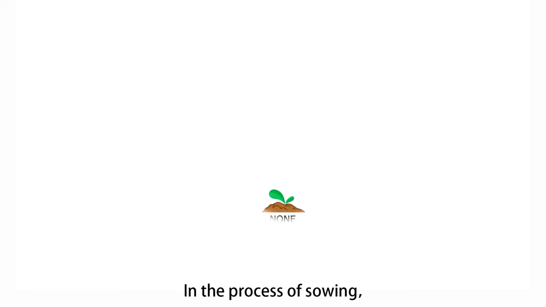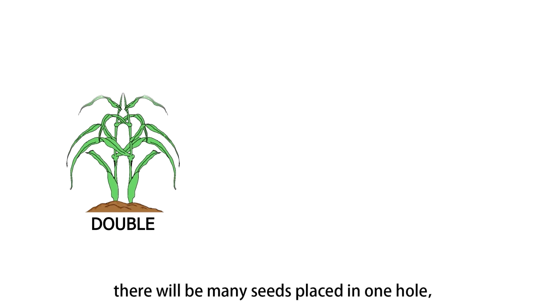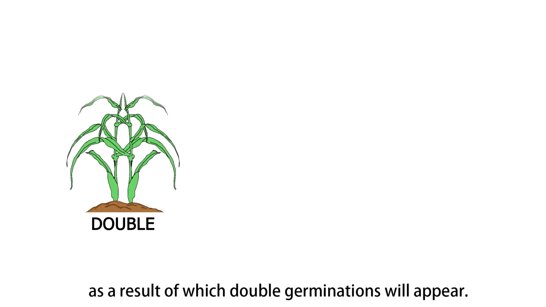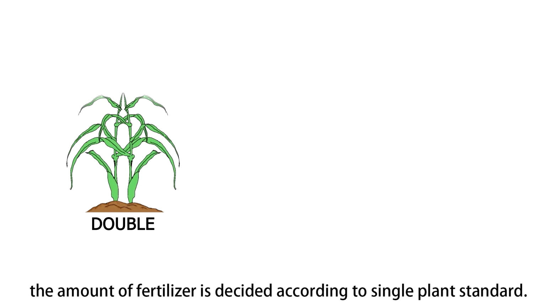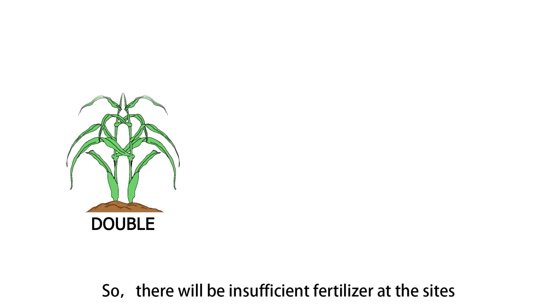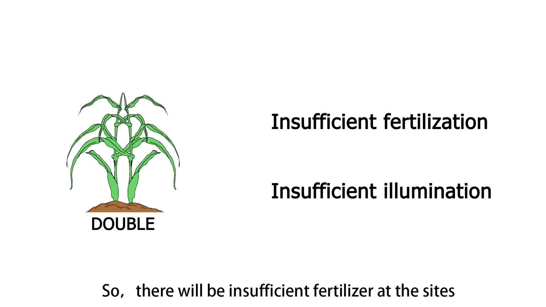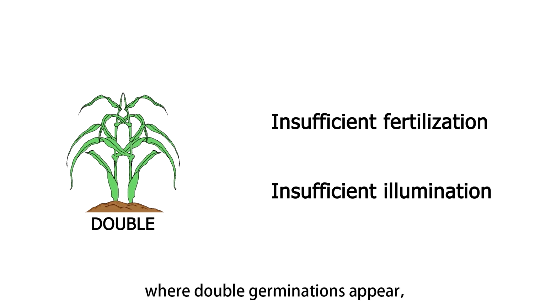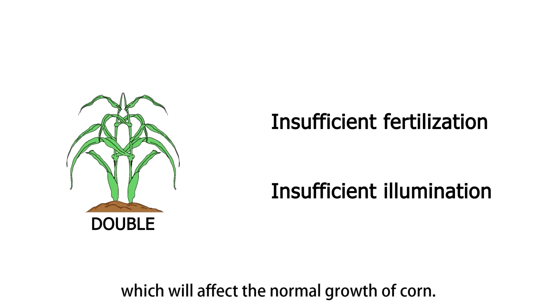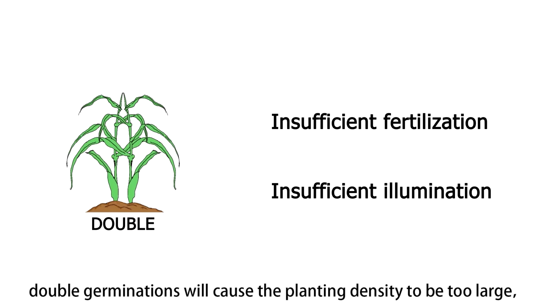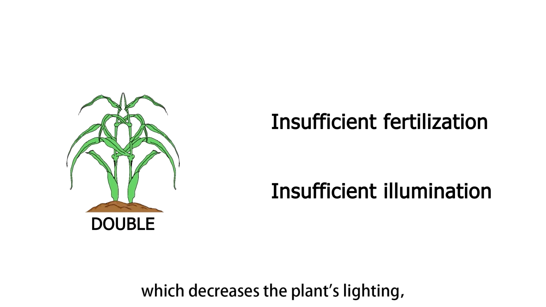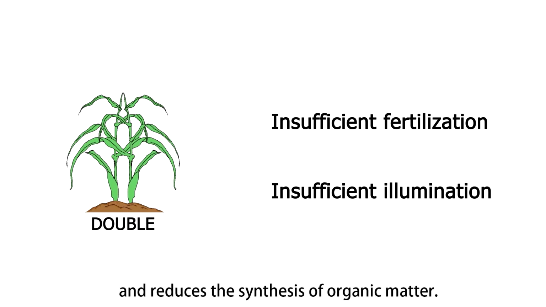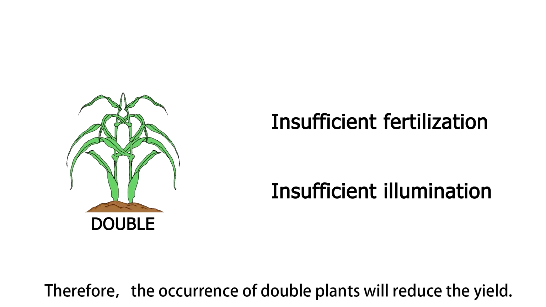In the process of sowing, there will be many seeds placed in one hole, as a result of which double germinations will appear. In general planting mode, the amount of fertilizer is decided according to a single plant standard, so there will be insufficient fertilizer at the site where double germinations appear, which will affect the normal growth of corn. At the same time, double germinations will cause the planting density to be too large, which decreases the plant's lighting and reduces the synthesis of organic matter. Therefore, the occurrence of double plants will reduce the yield.